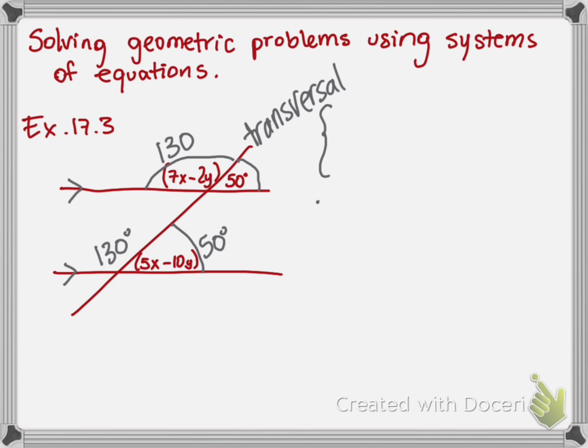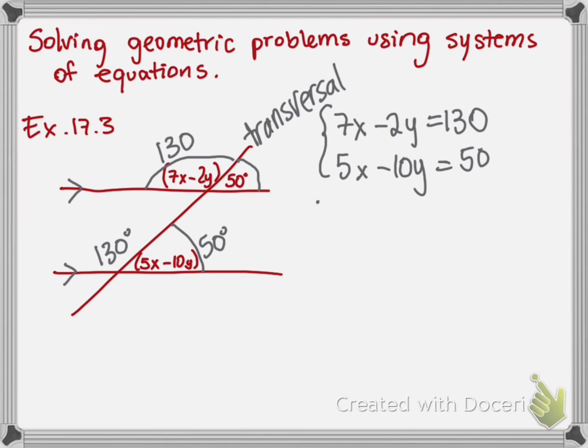So in the first one, I can say that 7x minus 2y equals 130 because that's what we see in the drawing. And then we can also say that 5x minus 10y equals 50. And there's the system of equations that we're going to use to solve that problem. So in this case, we have two variables, so we have to use elimination or substitution. I'm going to use elimination because it's easier.